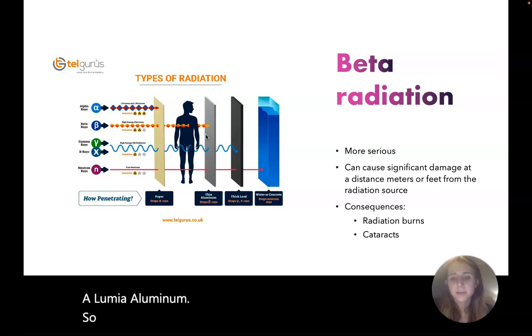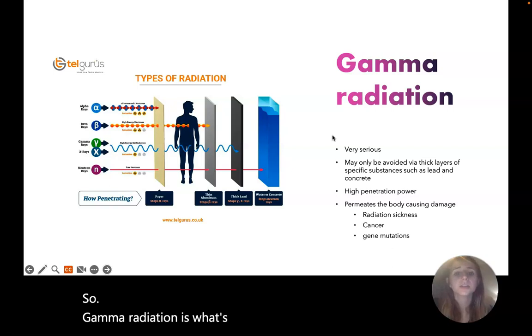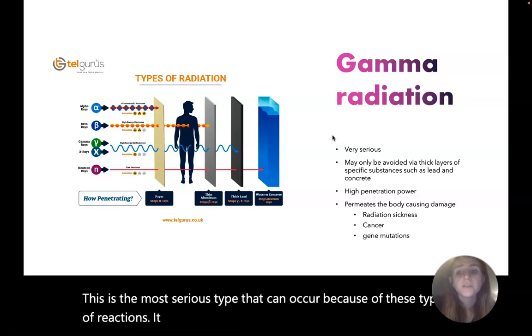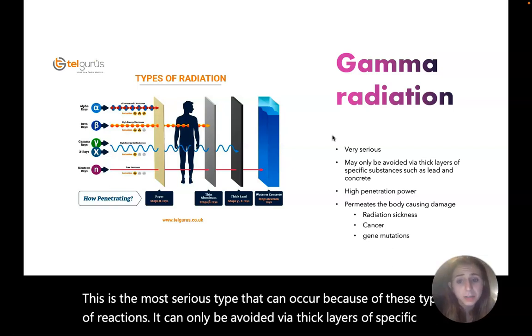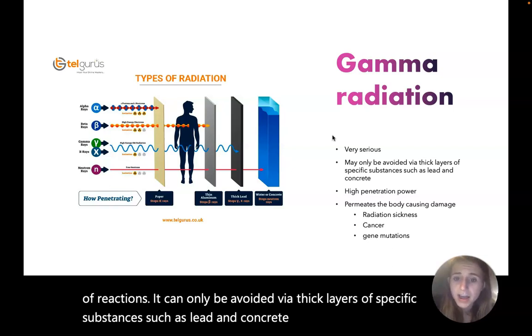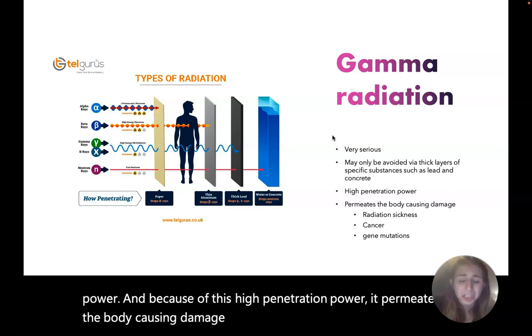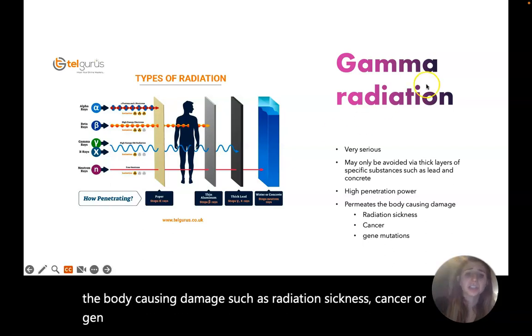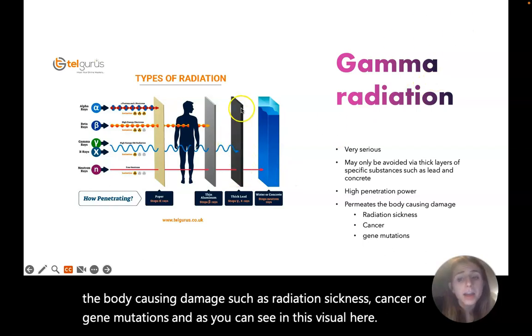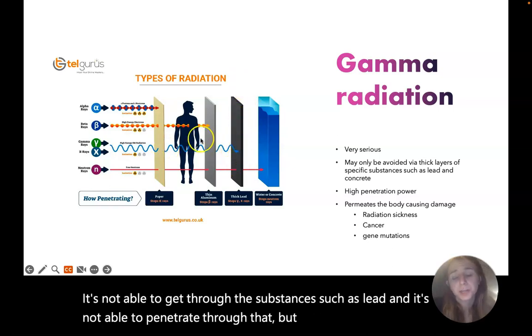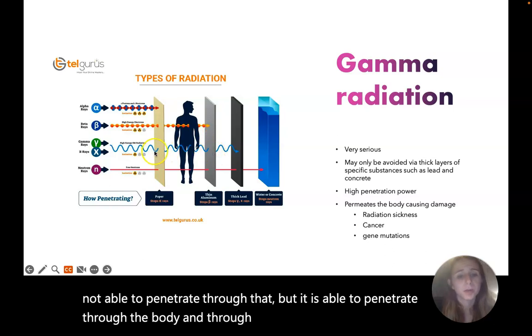Gamma radiation is what's next. Gamma radiation is very serious. This is the most serious type that can occur because of these types of reactions. It can only be avoided via thick layers of specific substances such as lead and concrete, and has a high penetration power. Because of this high penetration power, it permeates the body, causing damage such as radiation sickness, cancer, or gene mutations. As you can see in this visual here, it's not able to penetrate through substances such as lead, but it is able to penetrate through the body and through aluminum as well as paper.